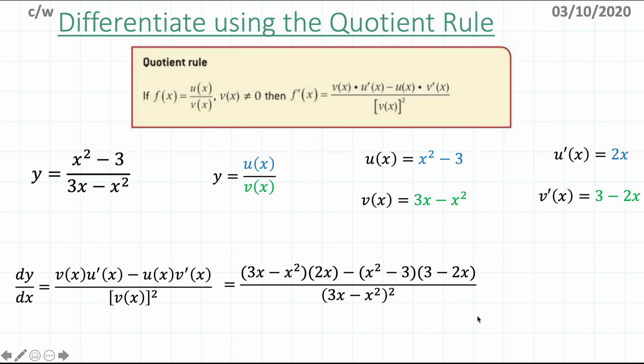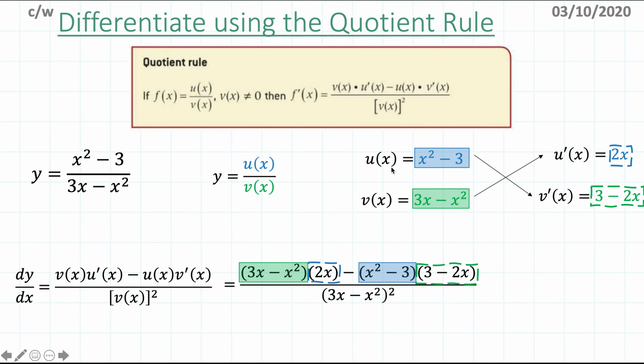So this is what it will look like. First we're taking the original v and multiplying it by u prime, and then we're taking away the original u multiplied by v prime. And then we're dividing the whole thing by v of x, and we're squaring it.